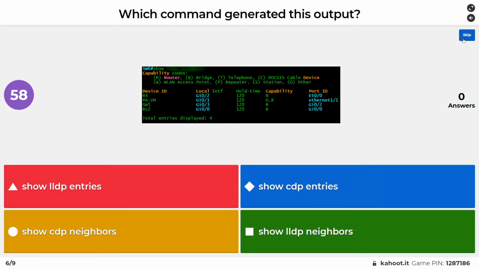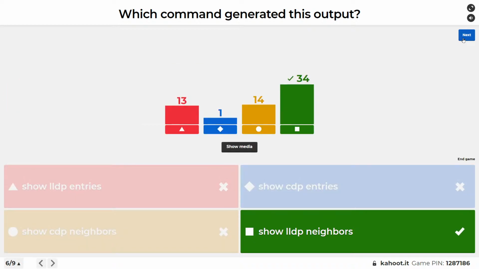Here's question 6 of 9. Which command generated this output? I'll tell you what, you have two choices here. It's either CDP or LLDP related, because every answer has those two in it. One of those two. So you need to sort it out. Is it LLDP or CDP? And then after that, you need to identify, okay, is it entries or neighbors? Thank you for the comment, Daniel. All right, show LLDP neighbors.